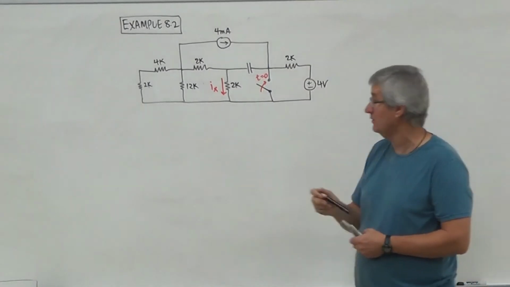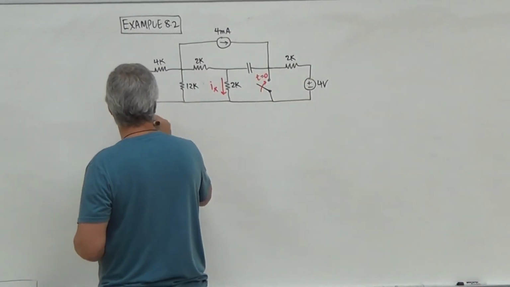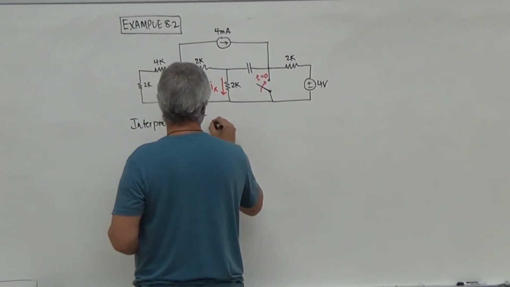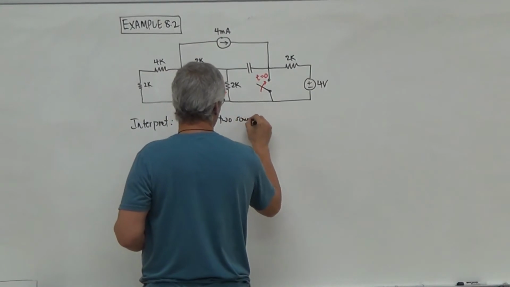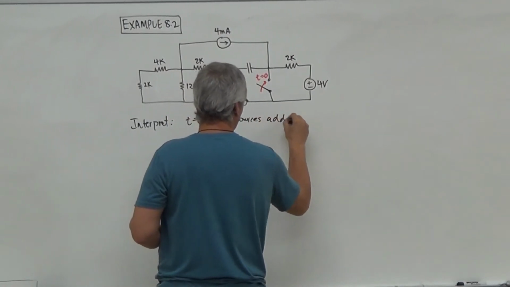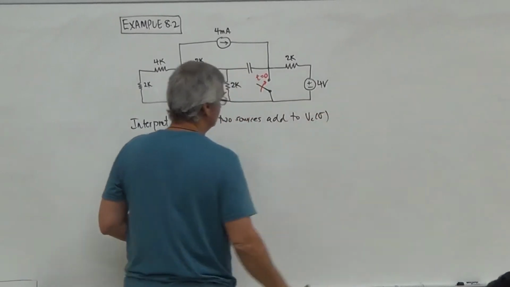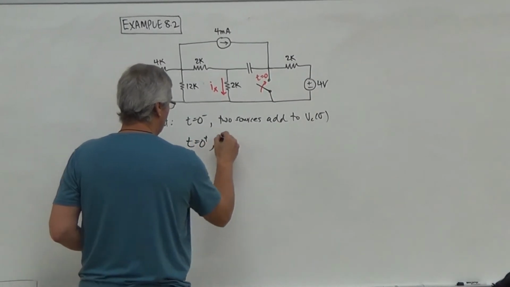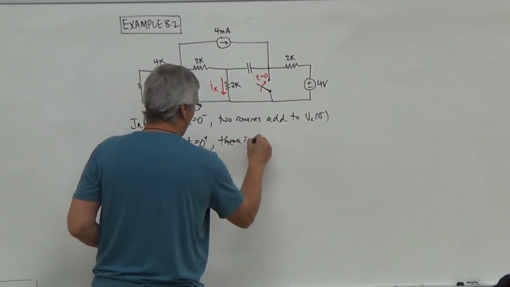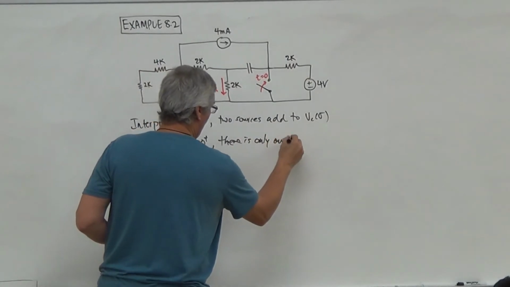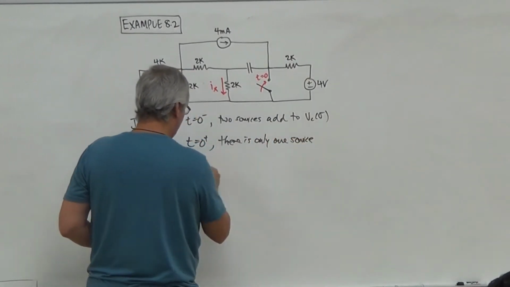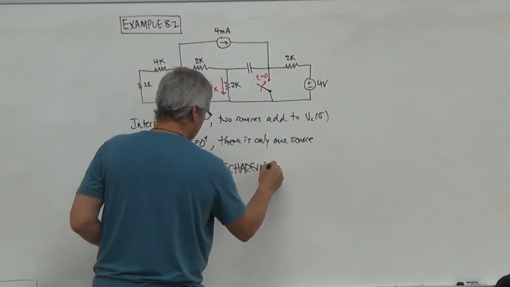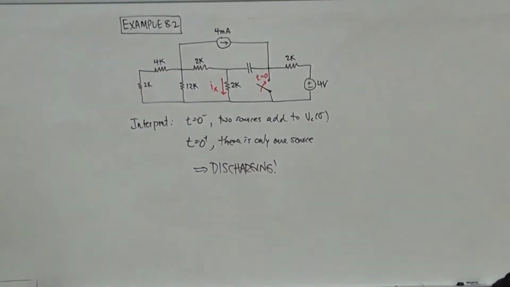So if I was to interpret before I go there, I would say that at t equal to 0 minus, two sources add to VC 0 minus. Right? At 0 plus, there is only one source. So that implies that I would expect a discharge. Right? That it's discharged. So intuitively, that's what I would expect here.